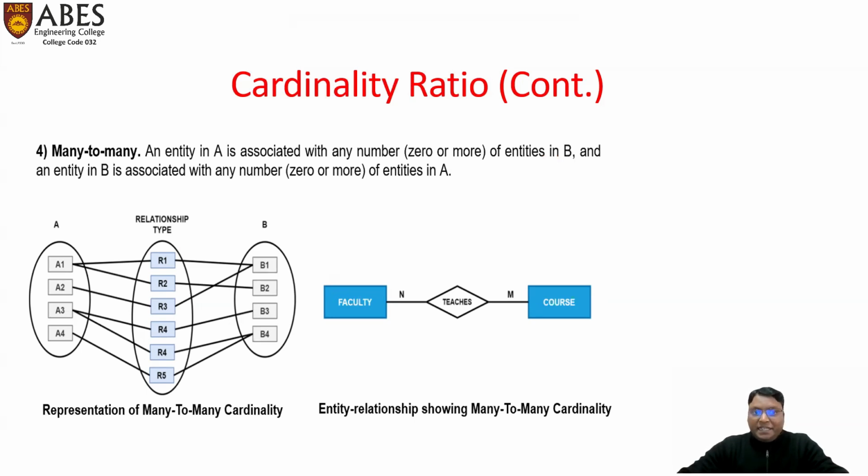An entity in A is associated with any number, 0 or more, of entities in B, and an entity in B is associated with any number, 0 or more, of entities in A. So there is a many to many relationship. By the given example, you can see many faculties can teach many courses.